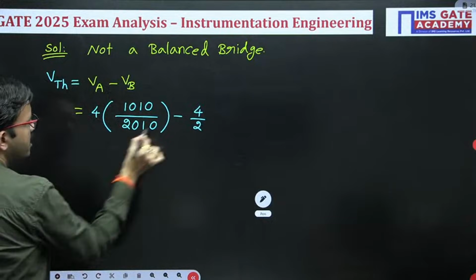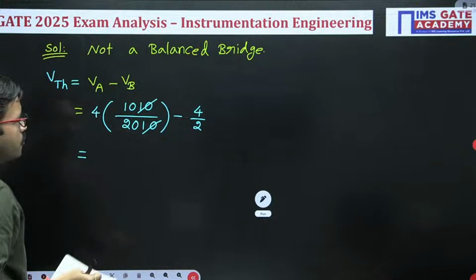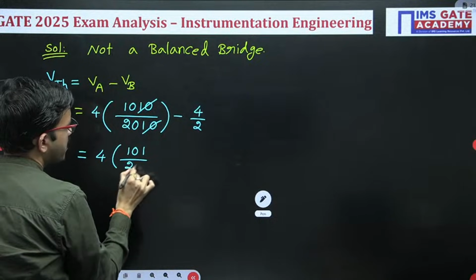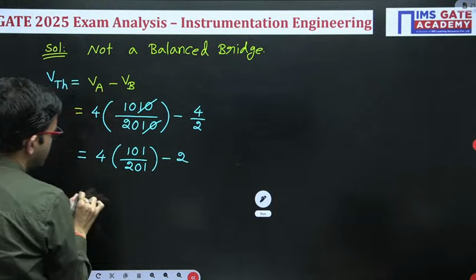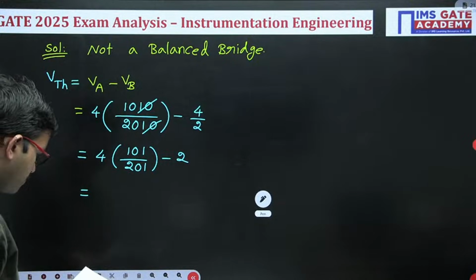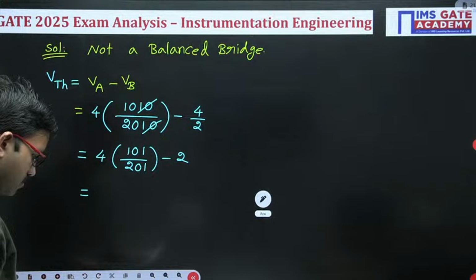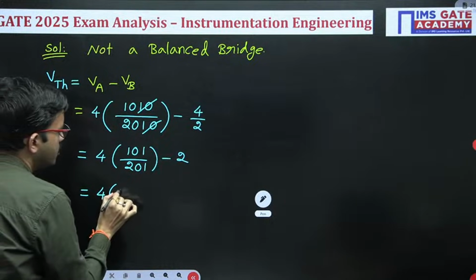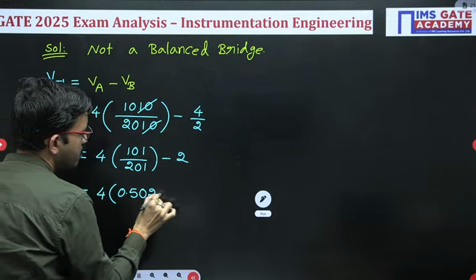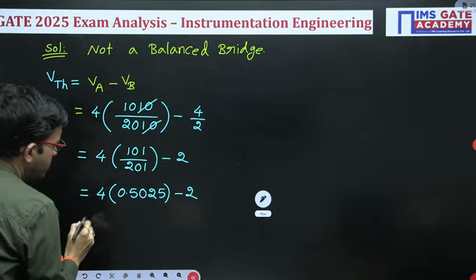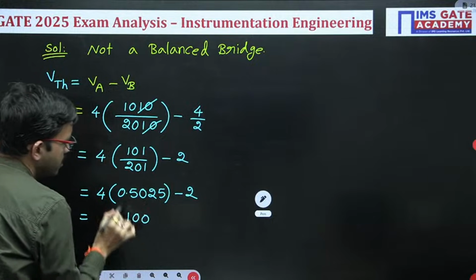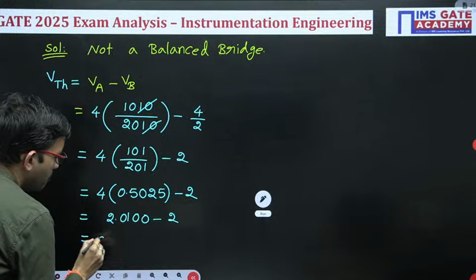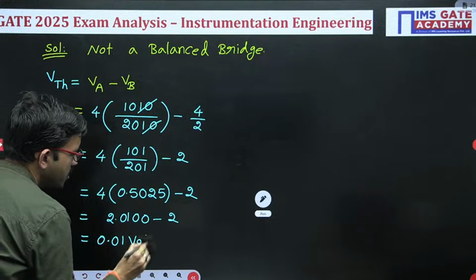So from here, after doing the simplification, you are getting 4 into 1010 by 2010 minus 4 divided by 2, that is nothing but 2. After simplification, 4 into 0.5025 minus 2. 4 25s are 100, then 4 5s are 20. That means 2.01 minus 2. So from here you are getting 0.01 volt. This is your VTH.